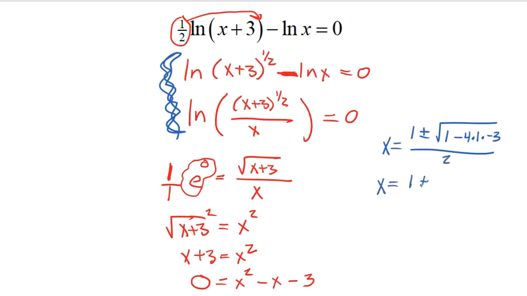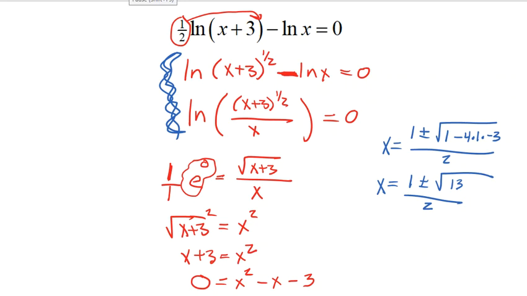Clean up that inside. 4 times 1 times negative 3 is negative 12. 1 minus negative 12 is actually 1 plus 12, which is 13, all divided by 2. So there is my nice exact answer. You could certainly use a calculator to get the approximate answer if you want, but there's a nice exact answer.